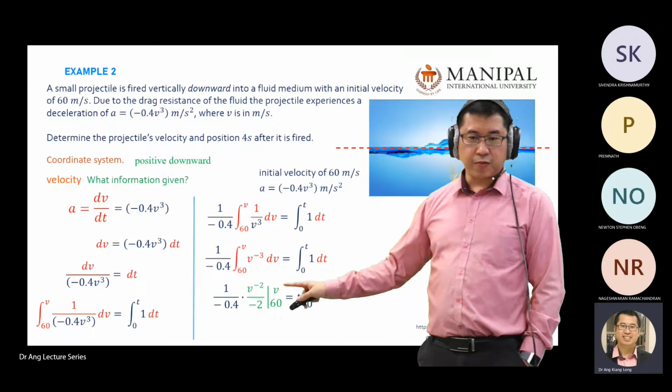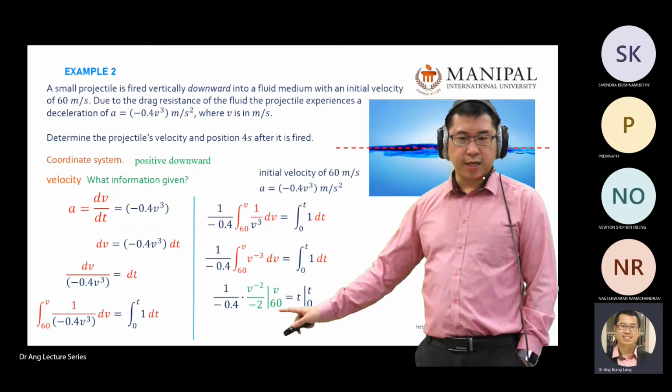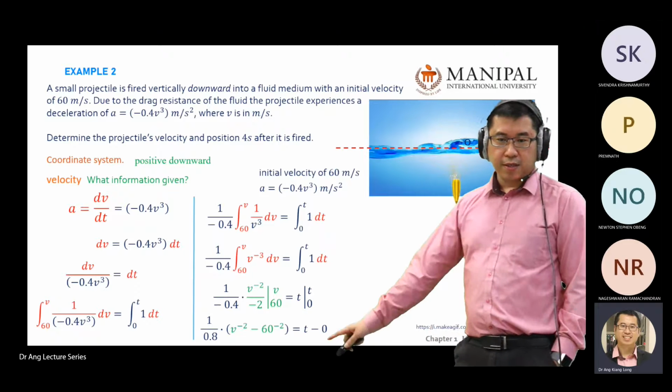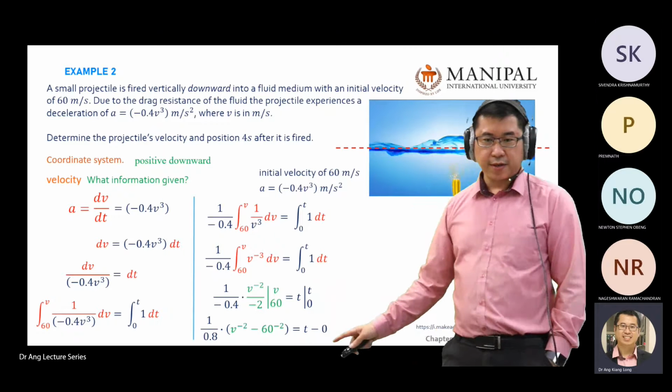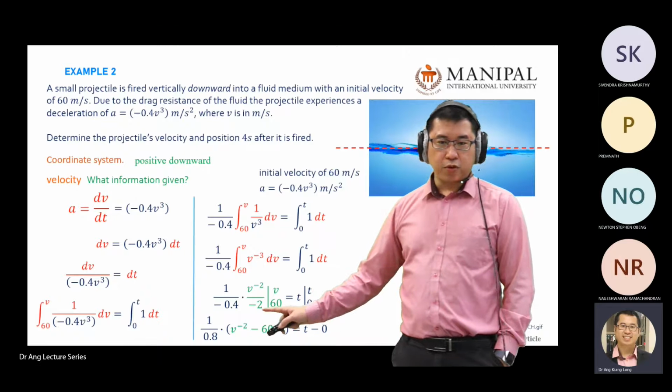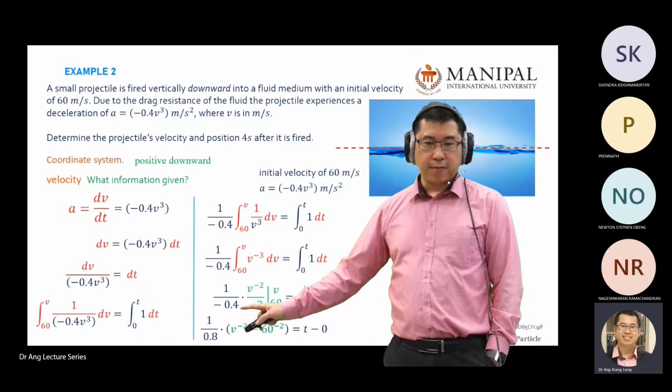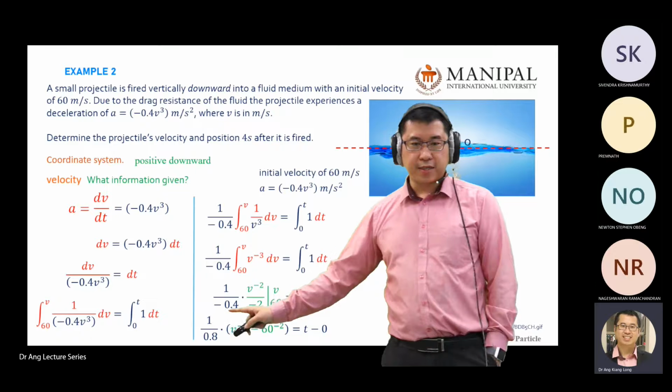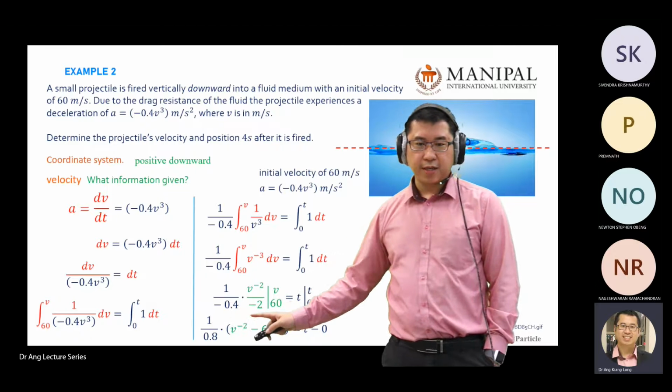Then you substitute v equals 60 inside here. Okay, this is the equation you get. I pull out the minus 2, minus 0.6, so it is no longer negative there. You get a positive.